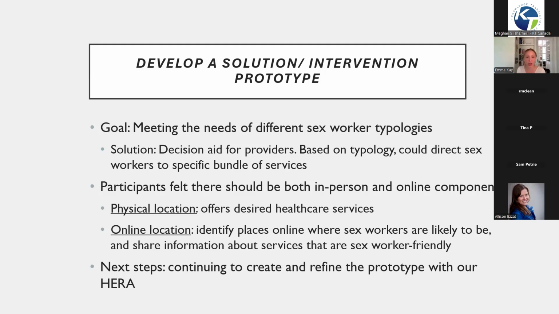They also talked about there should be both in-person and online components, right? Physical location is really important for delivering the services, but since a lot of sex workers find clients online, they thought it was important to have an online component, a place to share information about where is safe to go, where is a place that is sex worker friendly. So we have all of this data, and that's where we are right now. We have another workshop next week, and we're going to continue to work on this and refine the prototype, and just really excited to see where it goes next.